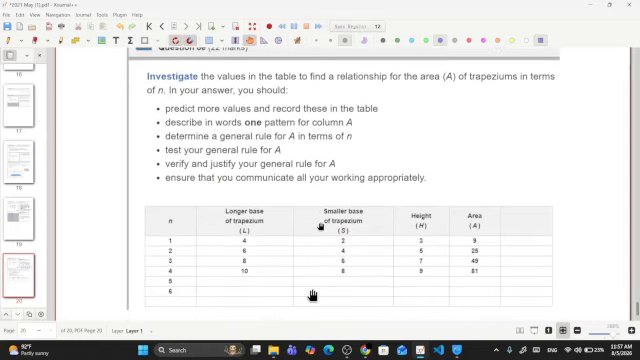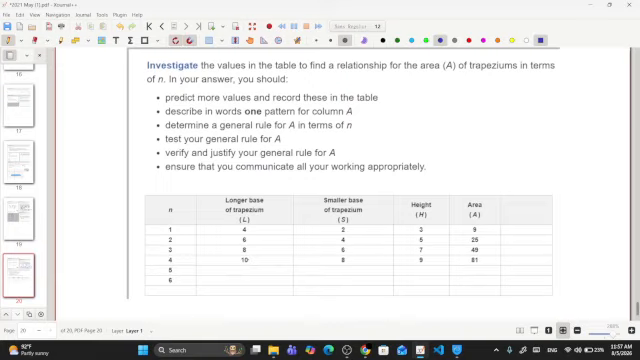Alright. So we have 4, 6, 8, 10, and of course the next values are going to be 12 and 14. For the smaller base, we have a linear difference as well: 2, 4, 6, 8, then 10, then 12. For the height, we have 3, 5, 7, 9, and the next one is definitely going to be 11 and then 13.